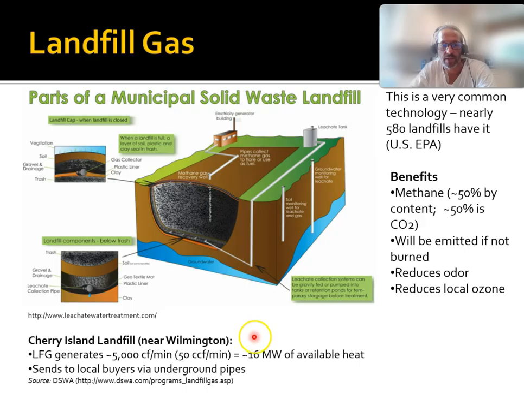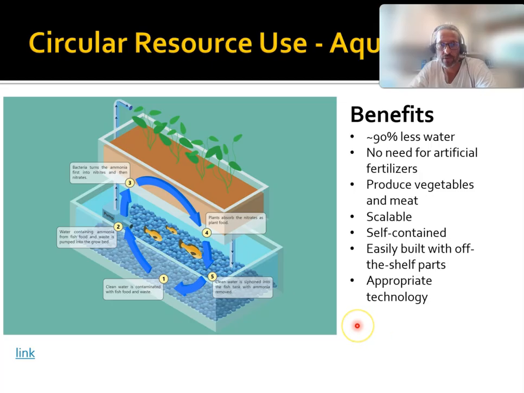Just to give you some numbers, again, this is near Wilmington, Delaware, where I am. The landfill gas generates about 5,000 cubic feet per minute, which is 50 ccfs. For reference, the average household, if they have gas heat, uses about 400 ccfs a year, I think. So that's a lot of methane. That's every hour. Again, that would just be leaked out into the atmosphere and increase warming of the climate. So it's a good resource that you could otherwise use.